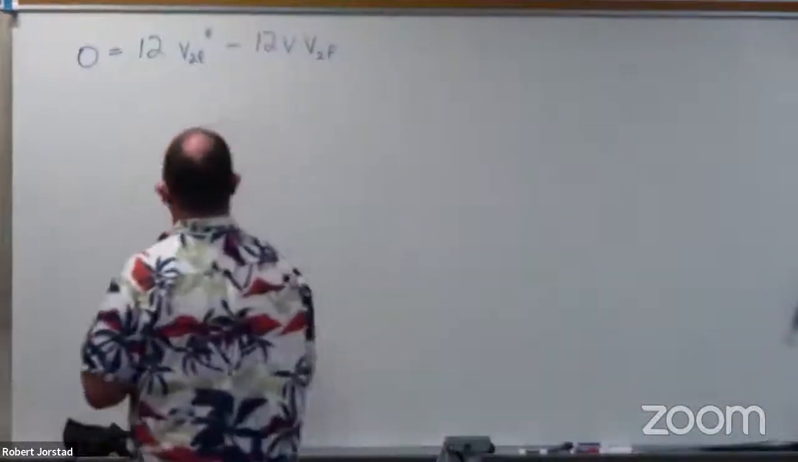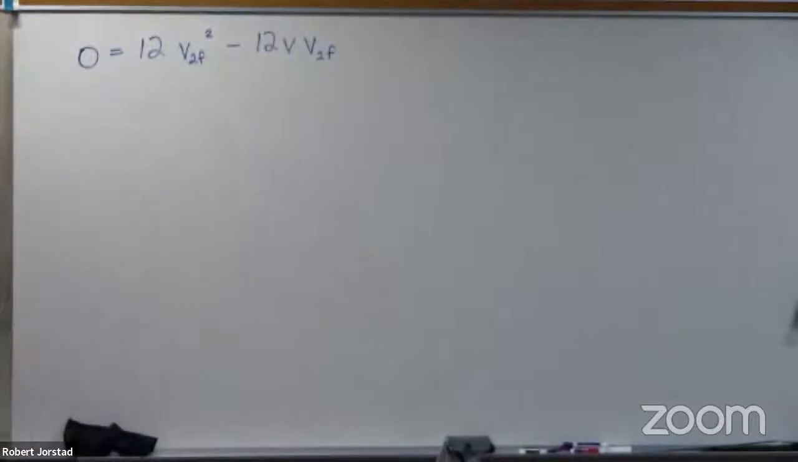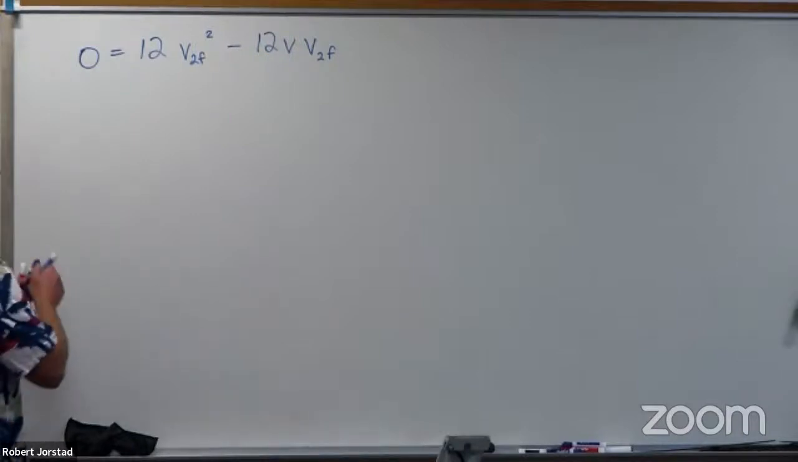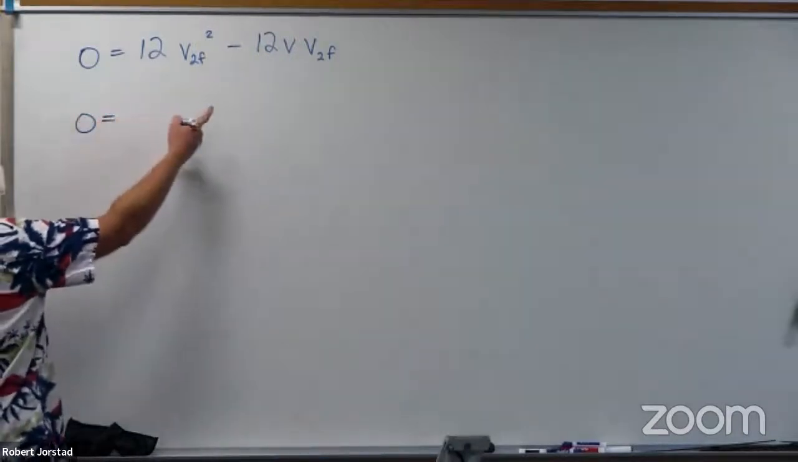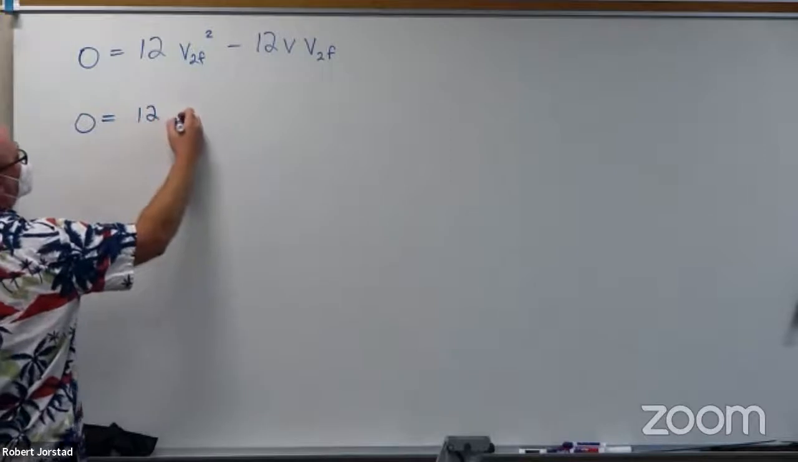So there's the equation we have. How would you approach this? What could you do? Take out one of the V finals and factor. Remember I mentioned sometimes factoring is the way to go. You can also take out a 12, right? Yeah.